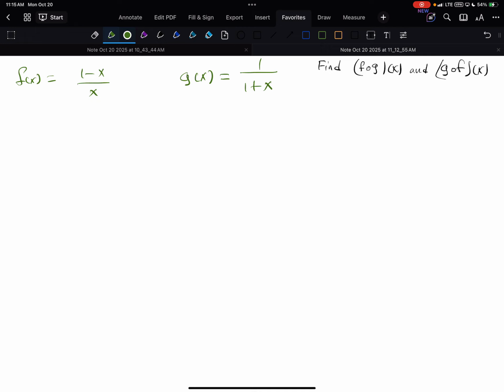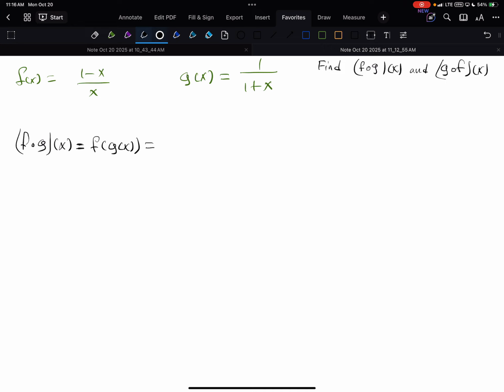So I'm going to start out with f circle g of x. It's not f times g, that means f composed with g of x. And that translates to, if I read this from left to right, f of g of x. And that means that I want to take my output of g of x and run it into the input of f of x.